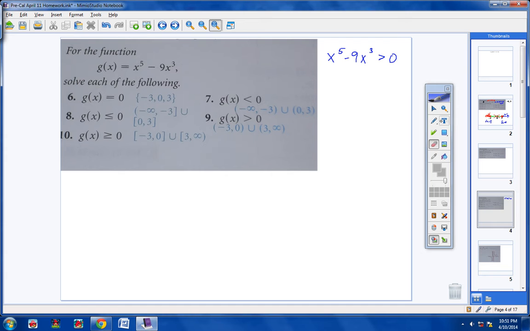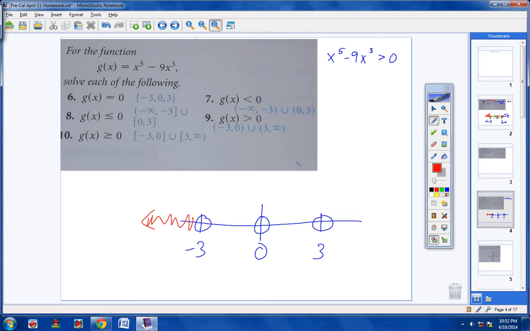So our critical values are 0, -3, and +3. So here we go: 0, 3, -3. They will all be open points. Now let's first of all check our region over here to the left.